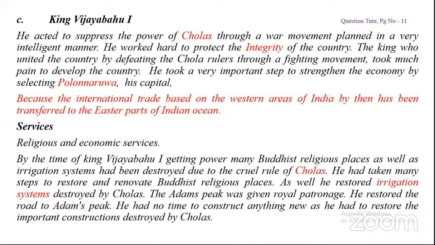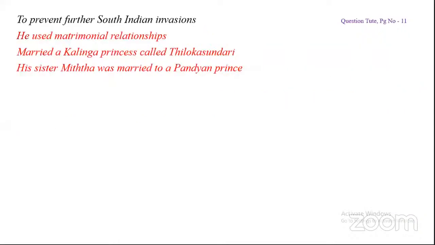He married a Kalinga princess known as Tilokasundari to prevent invasions from the Kalinga kingdom, and his sister Mitta was married to a Pandyan prince. Then the Pandyan kingdom and the Kalinga kingdom became friendly with Sri Lanka and they stopped invasions. So his foreign policy was really important to protect Sri Lanka from further South Indian invasions. This is the last one.